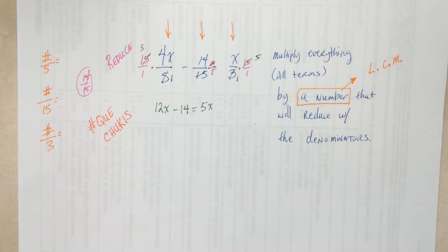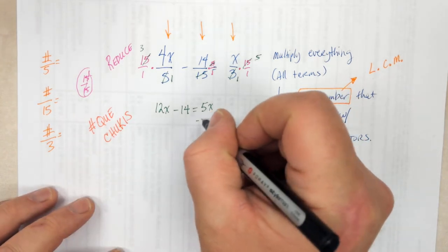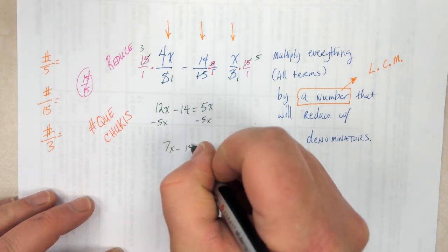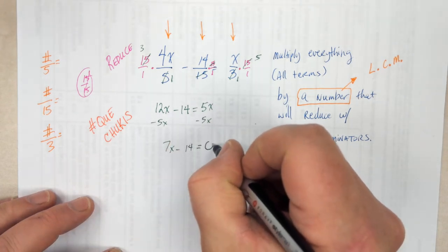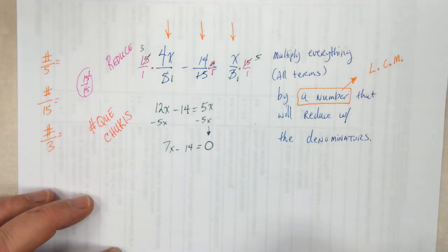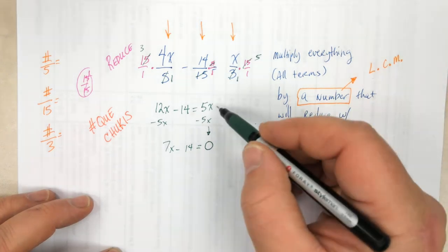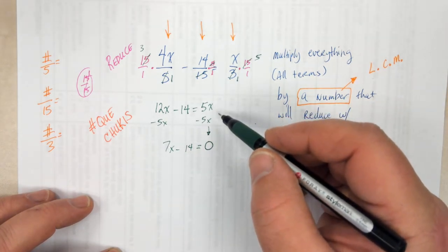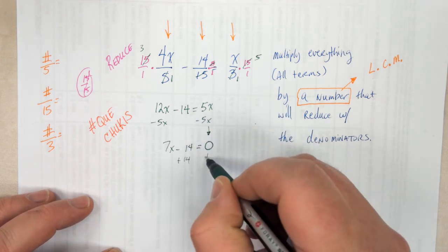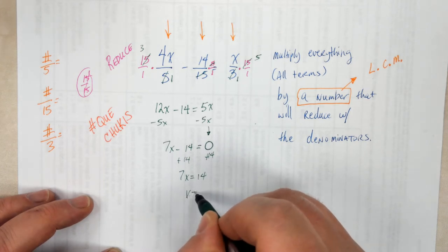And now I think you guys can handle that, because you know you would subtract 7x or 5x, and you get 7x minus 14 equals 0. Don't forget the 0. That's equal to 0. There's nothing else there. So you have to write it. Like if there was a plus, you'd subtract it too, right? And then we're going to add 14. So 7x equals 14. So x equals 2.